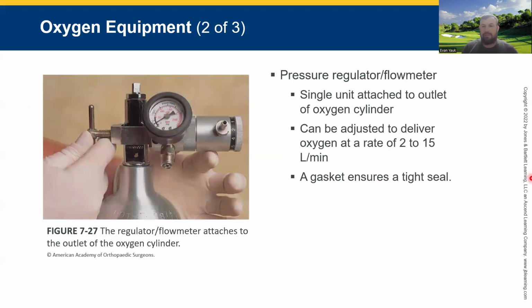Pressure regulator or flow meter, that is this piece right here. It will attach to the bottle, and it's a pin index system. There are two pins on your regulator, and there are two holes right here, and it will line up. That's how you know that you are using the correct regulator for the correct bottle. It's oxygen. It lines up using the pin index system.